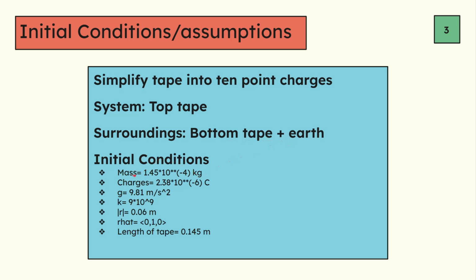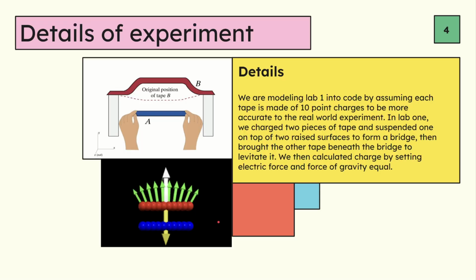Initial conditions: mass was 1.45 times 10 to the negative 4th kilograms. Charges were 2.38 times 10 to the negative 6 coulombs. The acceleration of gravity is 9.81. The K constant was 9 times 10 to the 9th. The distance between the two tapes was 6 centimeters in the y hat direction, and the length of the tape was 0.145 meters.